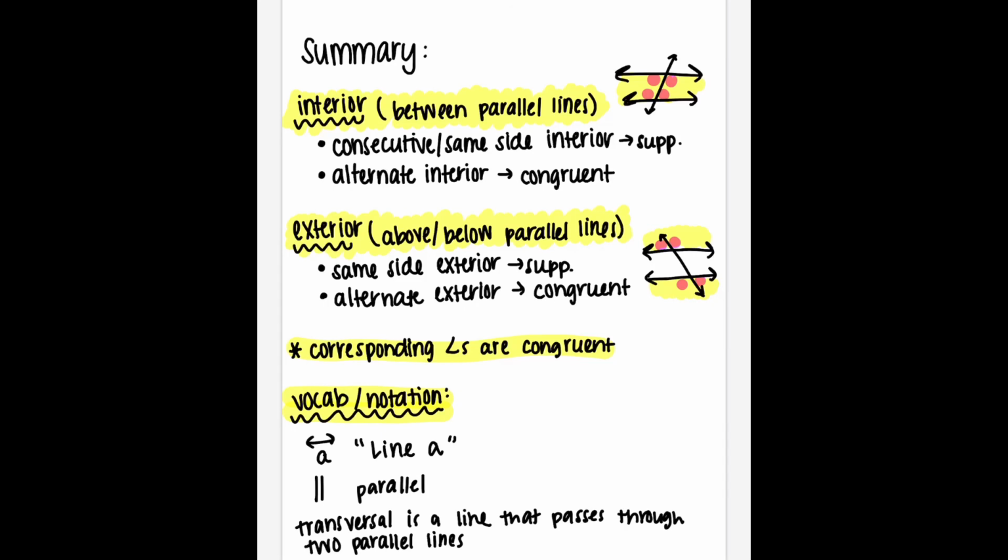And we talked about a little bit of vocabulary. If you see a line drawn above a letter, that is representing the line of that letter. The two long straight bars are the parallel symbol. And a transversal, if you see that word, it's just a line that goes through two parallel lines.